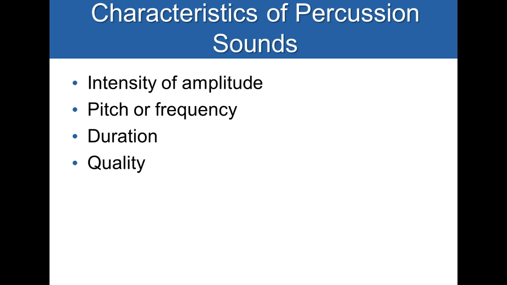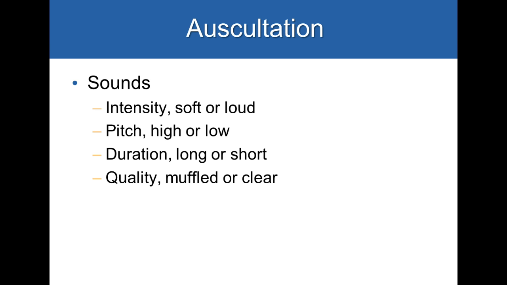Characteristics of percussion sounds include intensity or amplitude, which is the softness or loudness of the sound, pitch or frequency, which is the number of sounds per second. Duration is the length of time to produce the sound, and quality describes whether it was a clear sound or a more muffled sound. Different auscultation sounds. Again, intensity, soft or loud, pitch, high or low, duration, long or short, and then quality, muffled or clear. So that is just to help you from that previous slide to clarify.